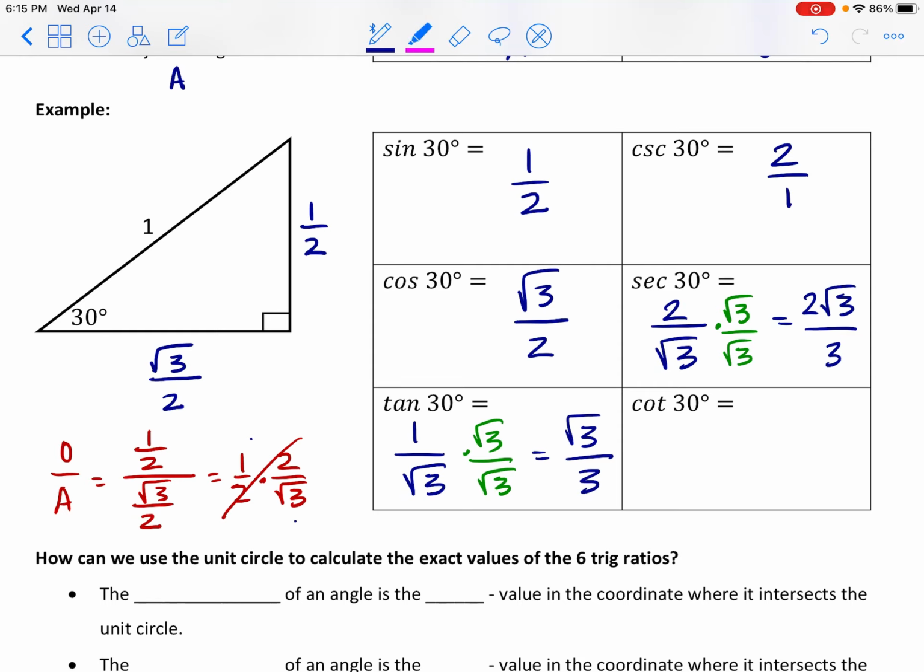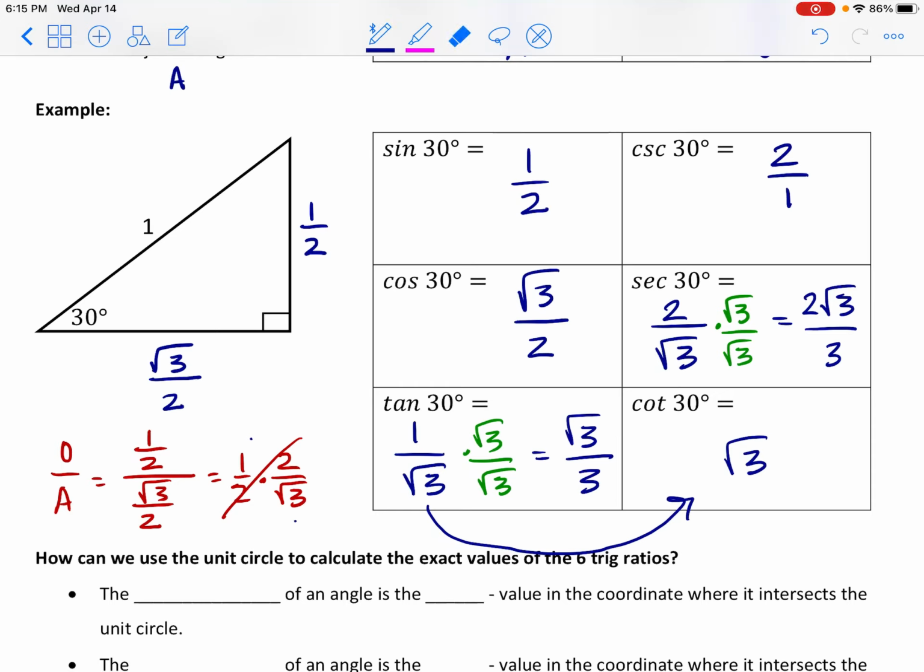Now we have two equivalent forms here. We've got the rationalized form and the irrationalized form. We could technically take the reciprocal of either of those forms. Now, taking the reciprocal of the rationalized form would give us an irrational again. So what I would do is take the reciprocal of the original form. So if we take the reciprocal of the original form, the cotangent is going to be radical 3.